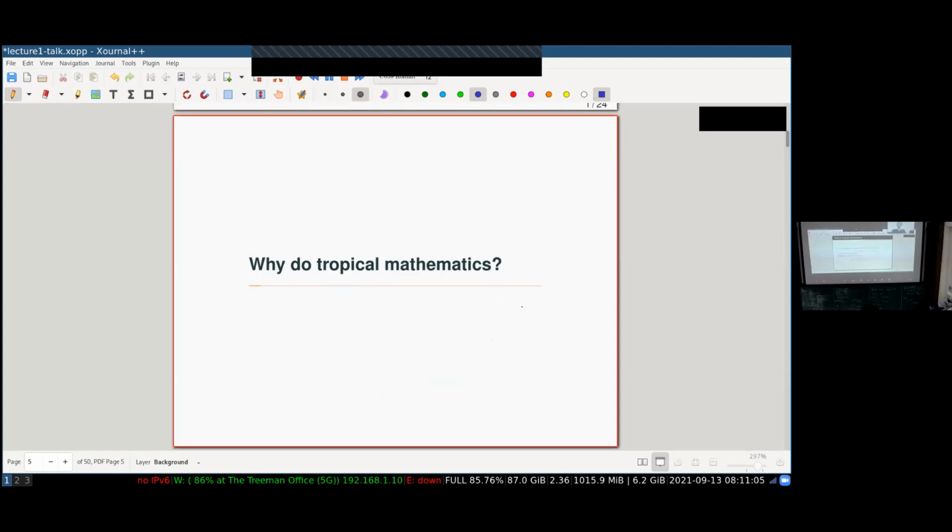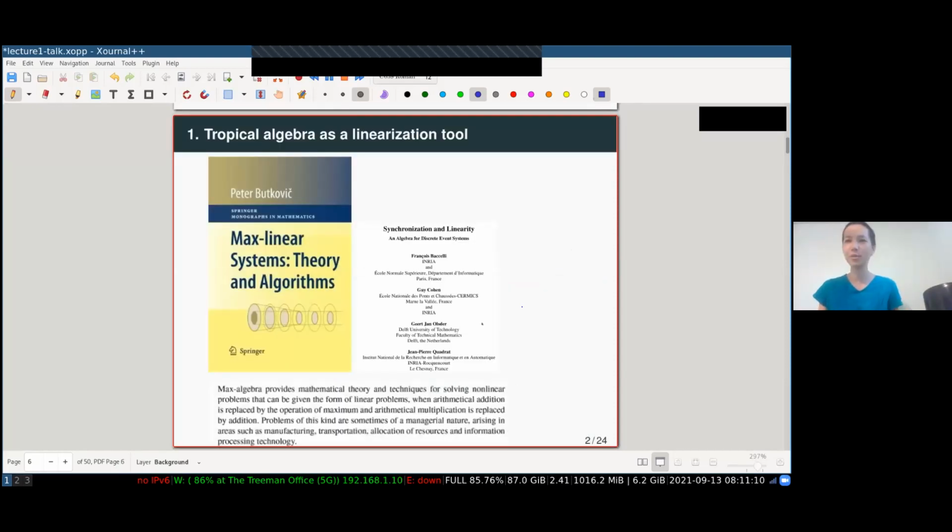So why do tropical mathematics? Well, the hope is that, of course, it will solve problems and give us new insights that we wouldn't have known otherwise.